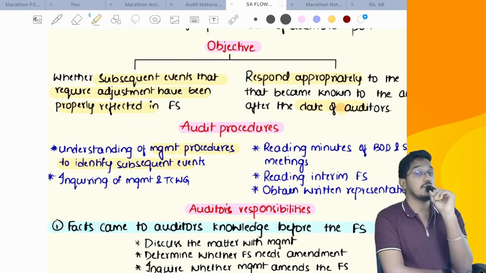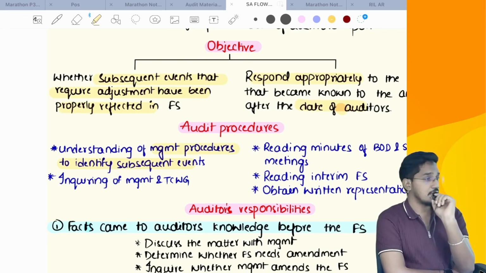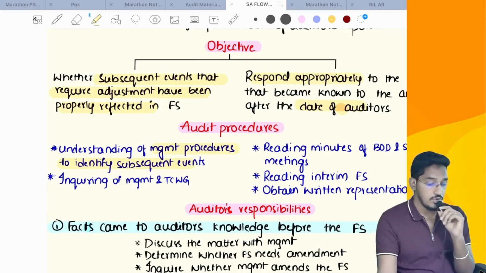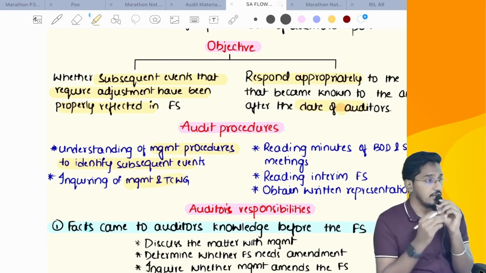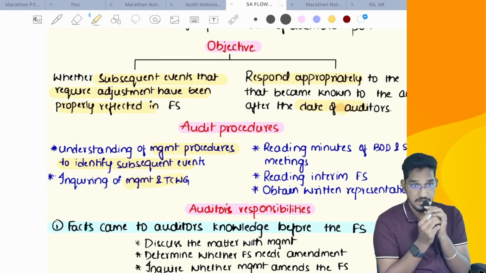See, before the auditor, management has a responsibility to identify the subsequent events. So first go and ask the management what procedures they have performed to identify subsequent events. And also go and inquire with management and those charged with governance: did they find any subsequent events?